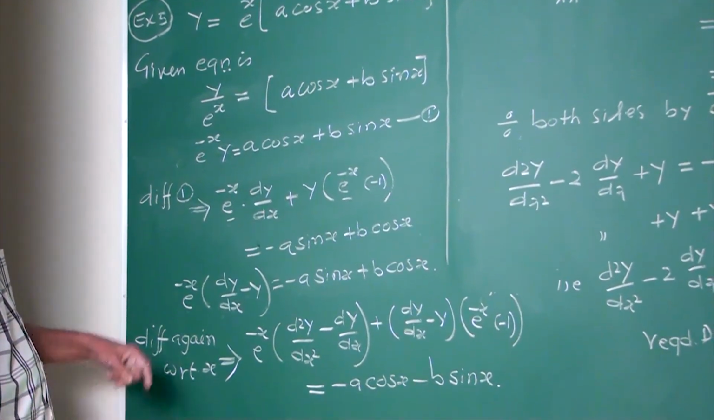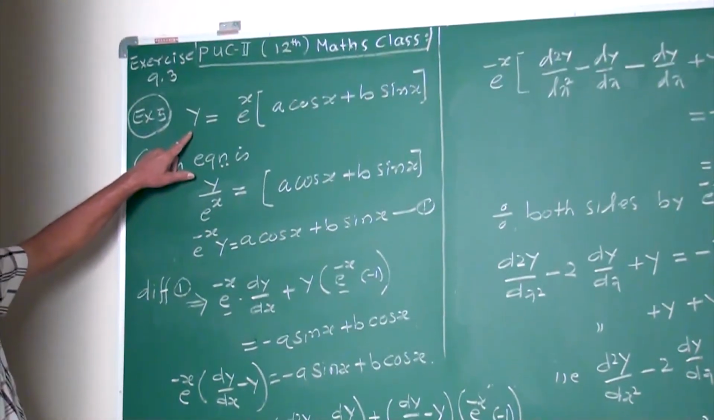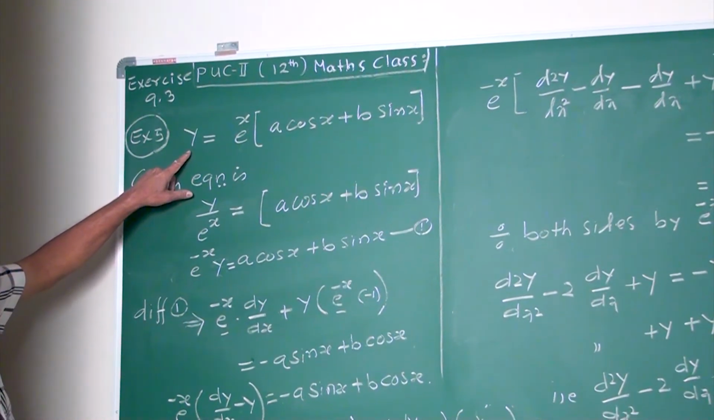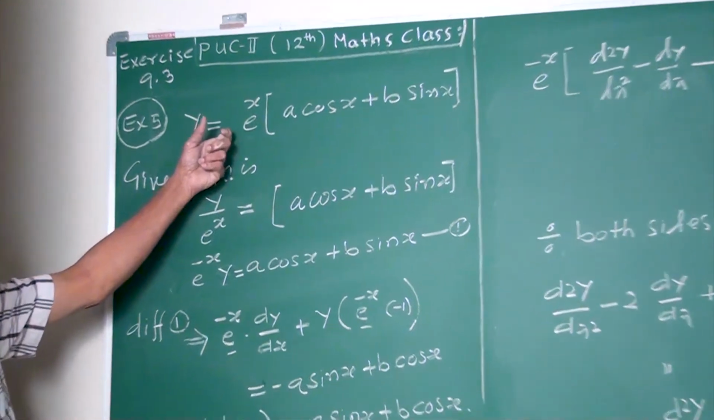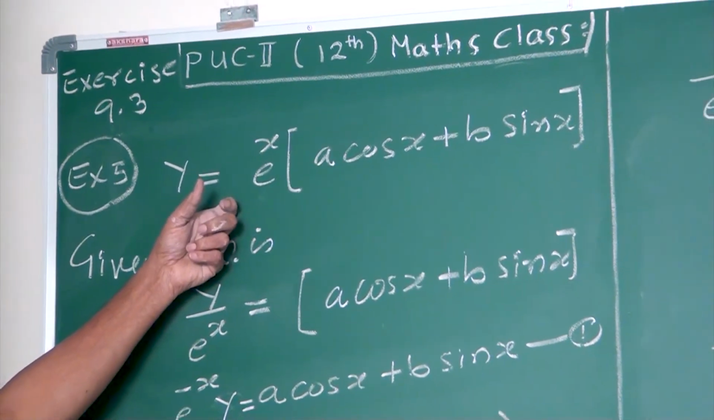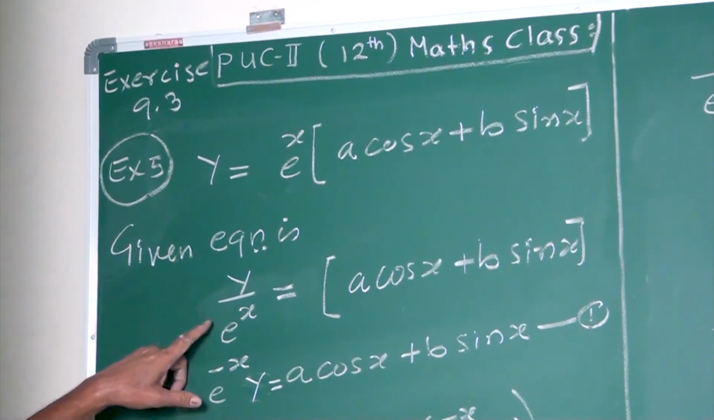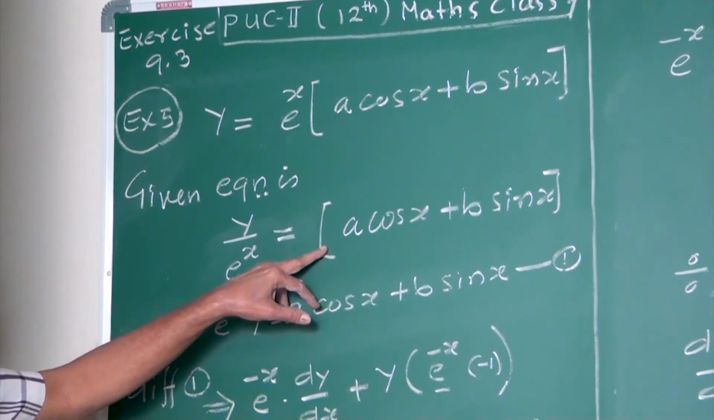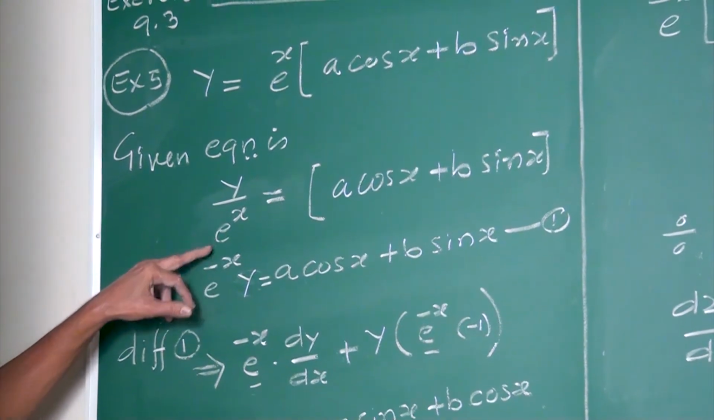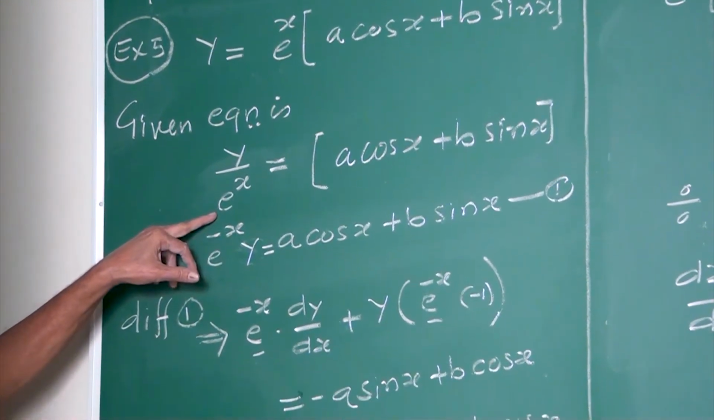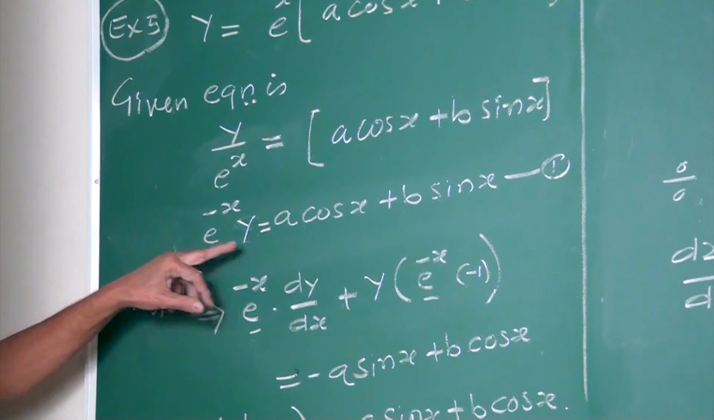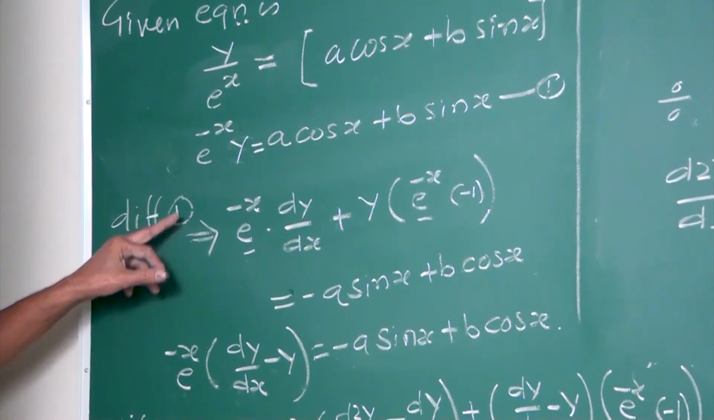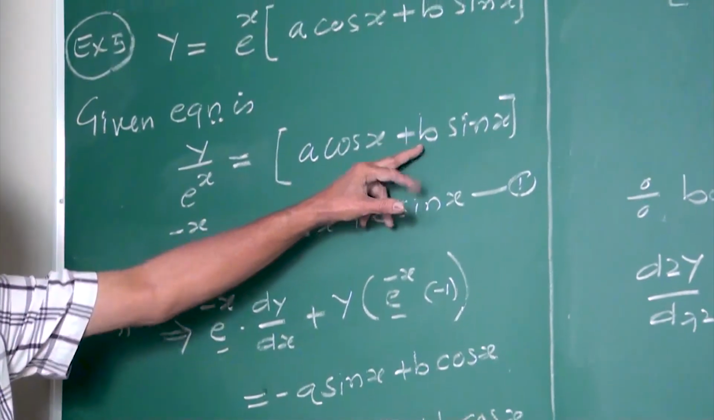Yes, my friends. I will explain once again. This is the given. We want to form a differential equation whose solution is this. This solution is given. Given equation, bring down to the LHS, RHS. Lift to the numerator, e to the power plus x becomes minus x. Name this as equation 1. Differentiate 1 first time because it contains two arbitrary constants.